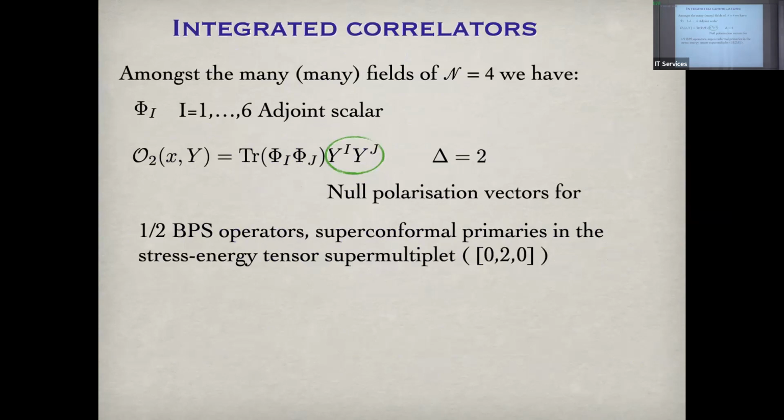Apologies to the non-experts. So this object that we just computed has to do with some particular N=4 correlators. In particular, you construct what is called the O2 correlator. You just take the trace of phi I, phi J. You soak up the indices with some null polarization vector. And this is a protected operator. It's dimension 2, a half BPS operator, and it's what you usually call the 0,2,0 operator.